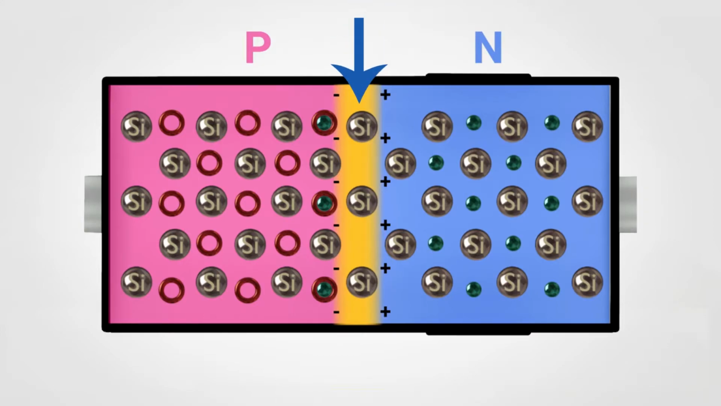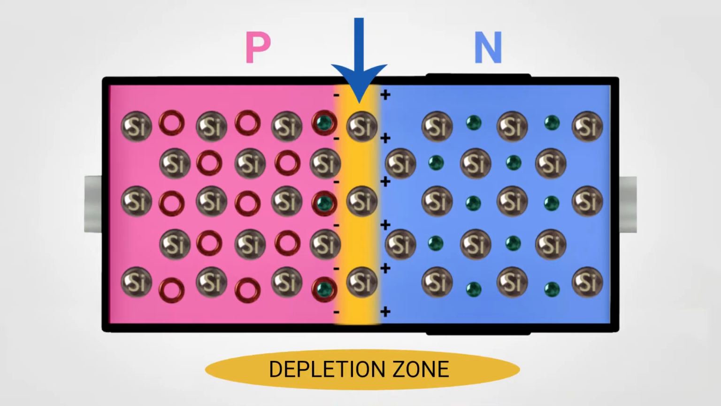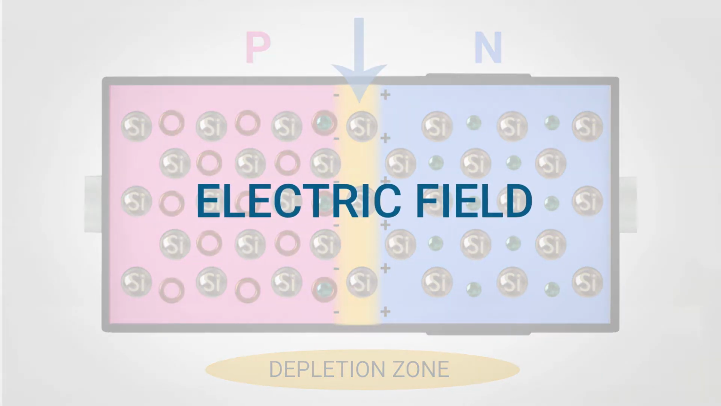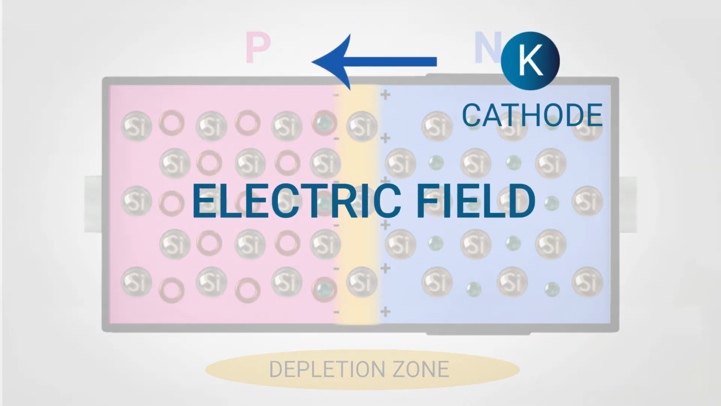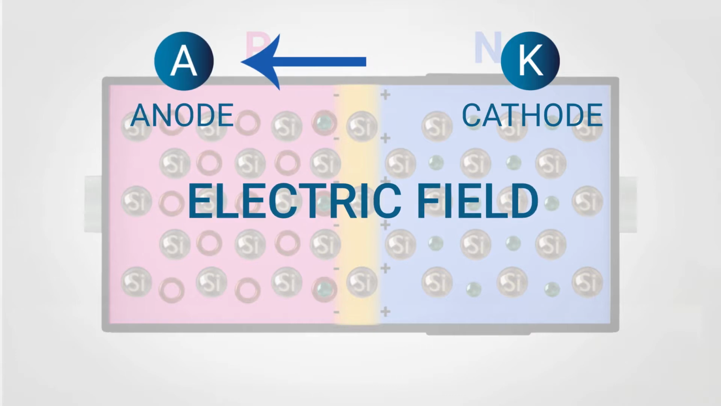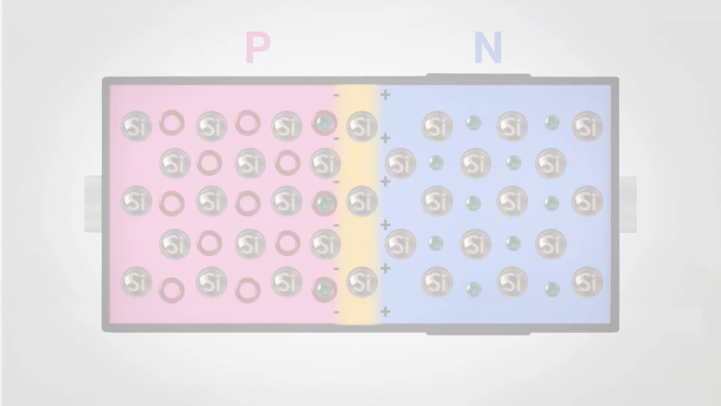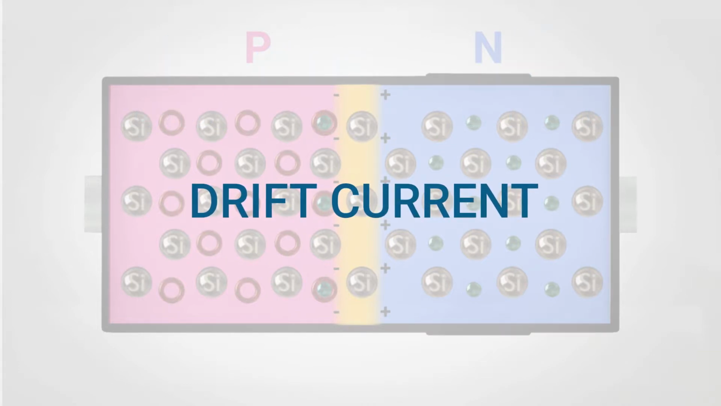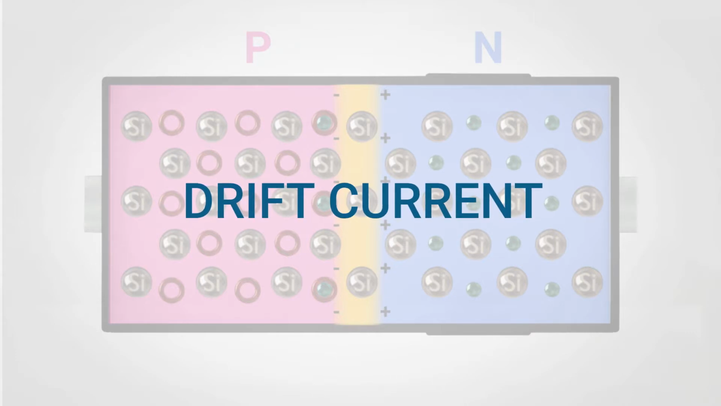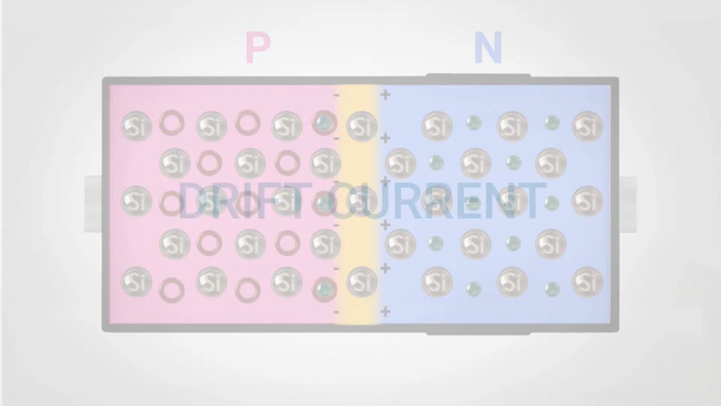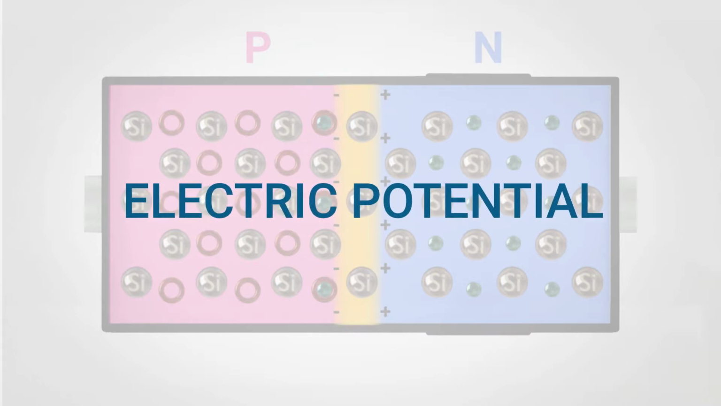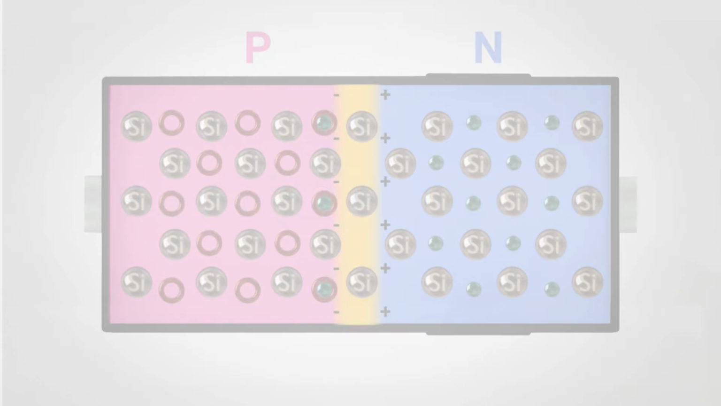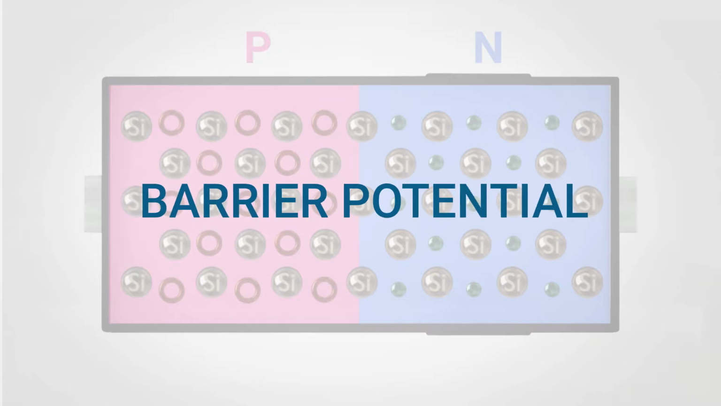We can thus see the so-called depletion zone. As there is a positive and negative charge in this area, an electric field will be created which will go from the cathode, K, towards the anode, A. This electric field causes the generation of another current, the drift current, which will try to balance the previous diffusion current. In case of an electric field, an electrical potential will be created and consequently a barrier potential.